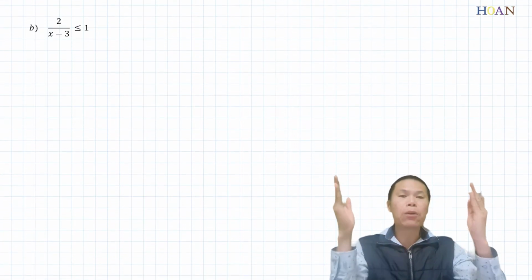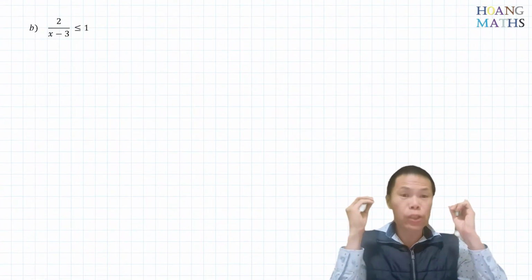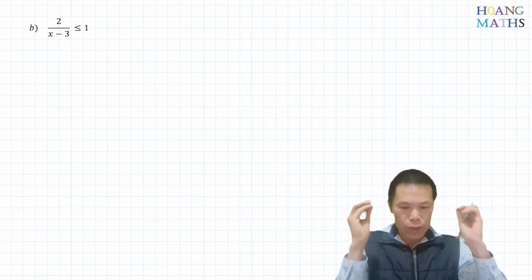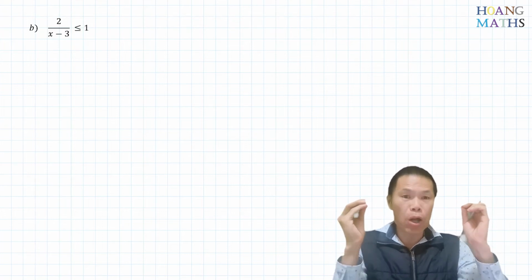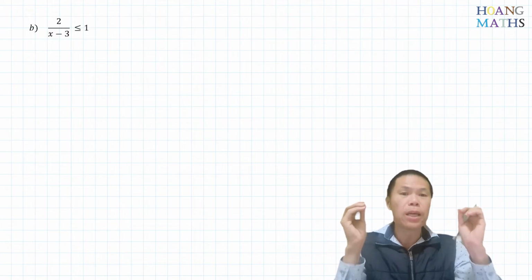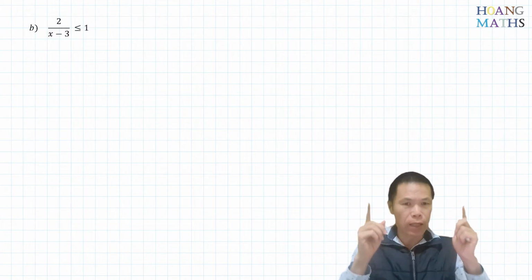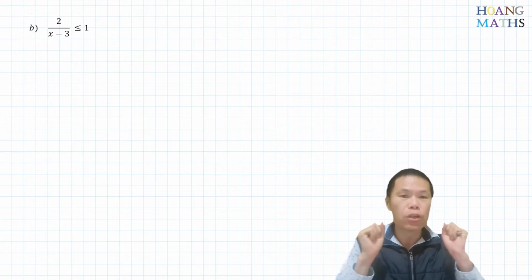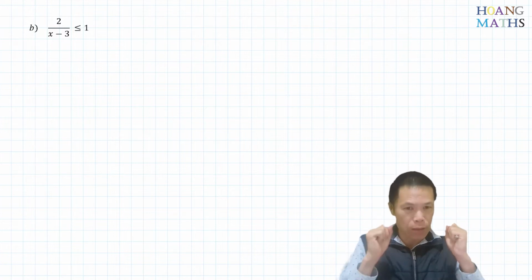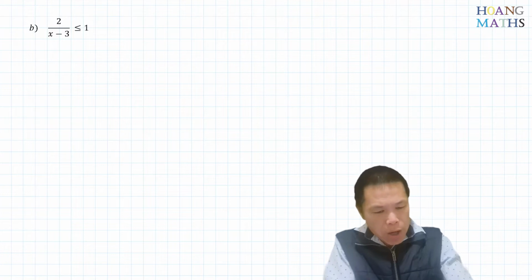Second one. So let's just do it algebraically, okay? To do this, we times the bottom square. In other words, we times both sides by x minus 3 squared. Remember, if you just times by x minus 3, you miss out one solution. Okay, so the answer will be wrong. So I times the bottom square.